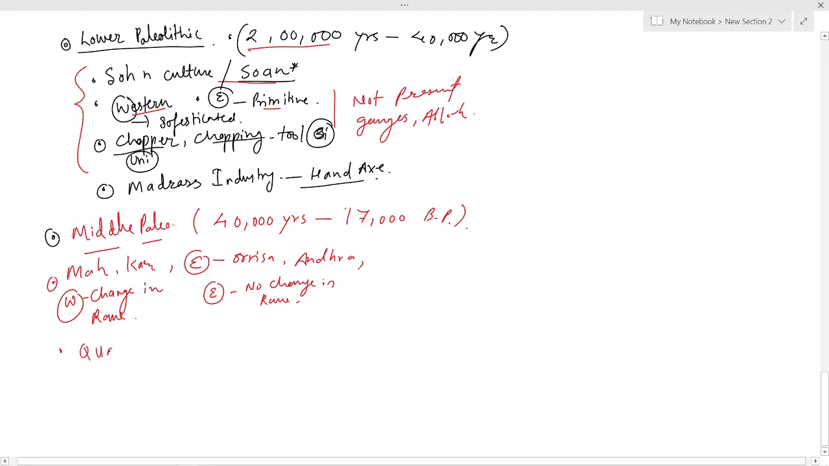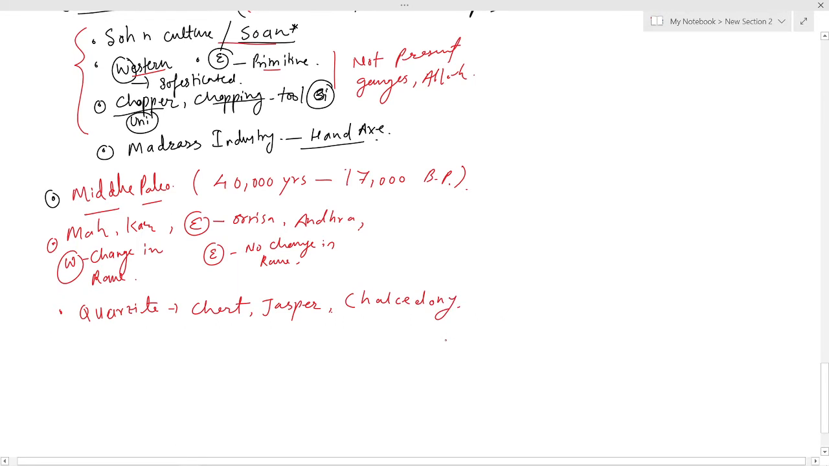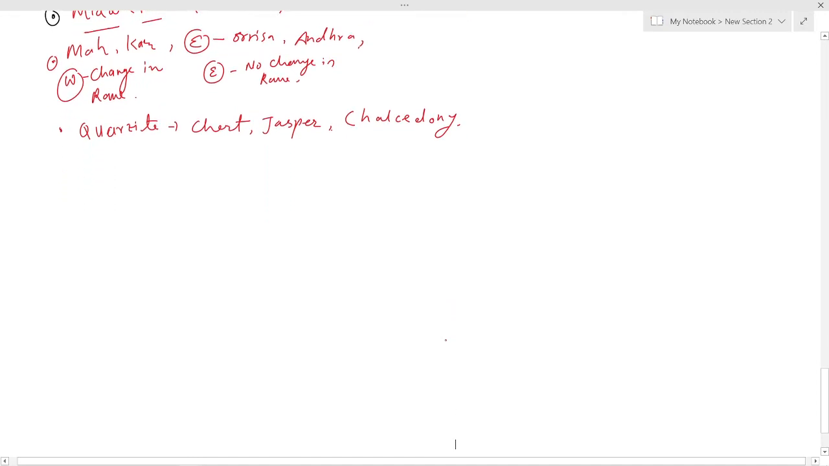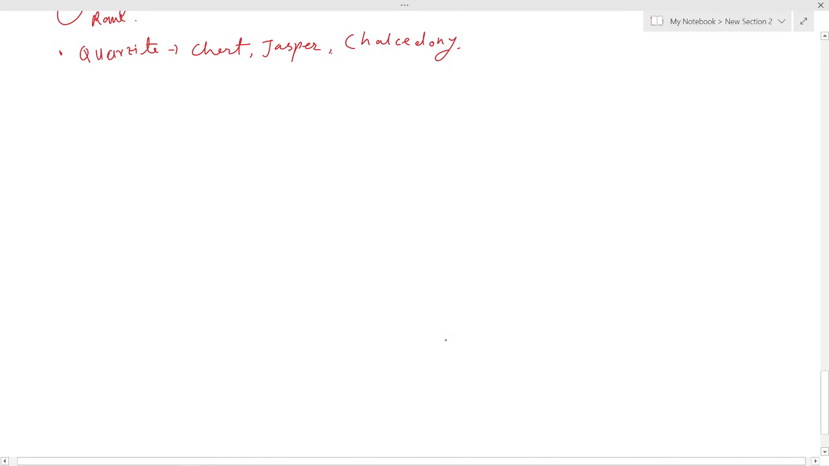So from quartzite it becomes chert, jasper, and chalcedony, etc. The tool types were a fine variety of hand axes, flakes, and scrapers of both types. Earlier in Lower Paleolithic it was choppers and chopping tools, but in Middle Paleolithic they changed to various hand axes, flake tools, and scrapers, worked on both the sides and both the ends.